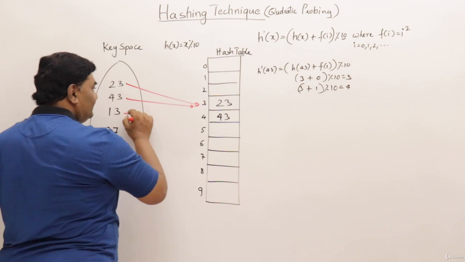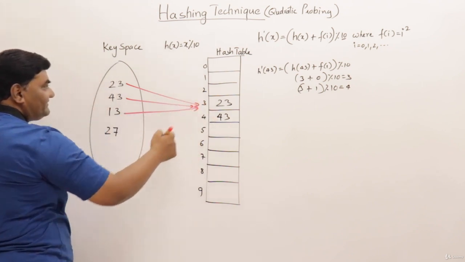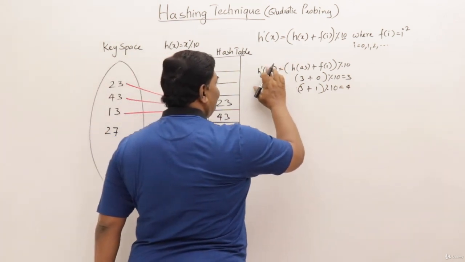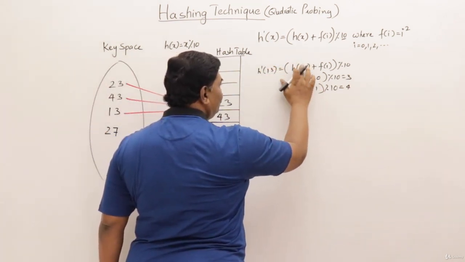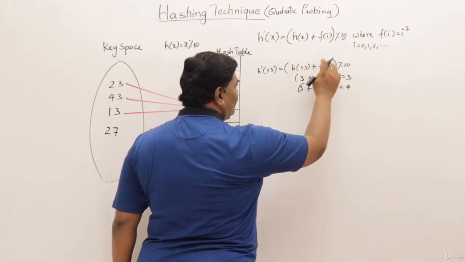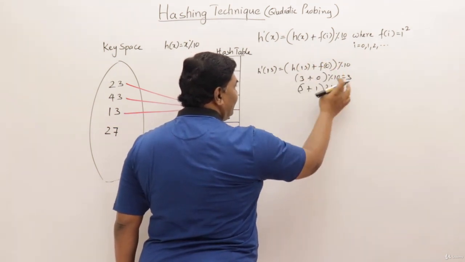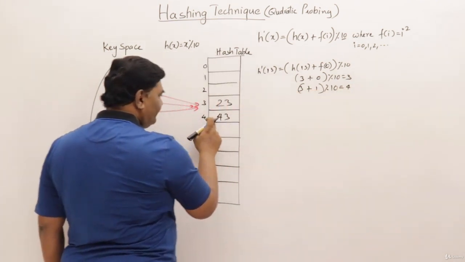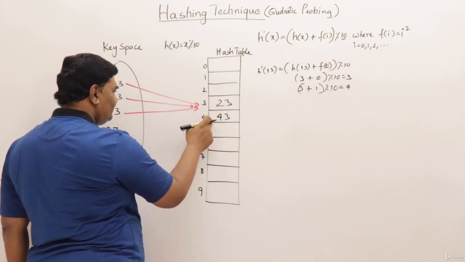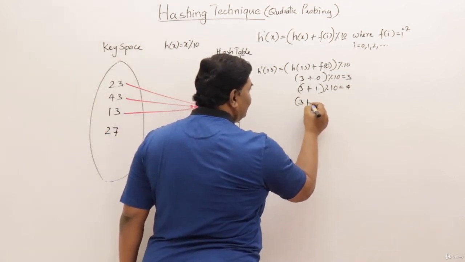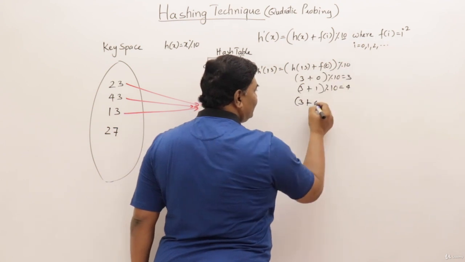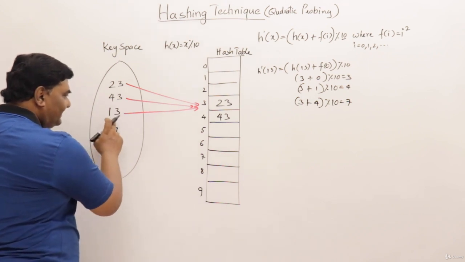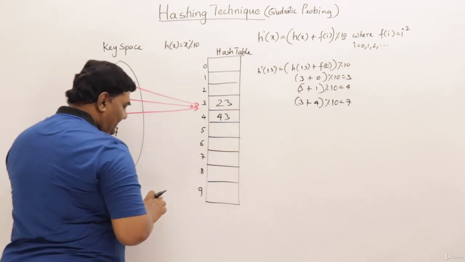Now next, 13 mod 10 is 3 only, same place. So now this is also mapping there. Let us do it. Now it is 0, right? So we get the index 3. There is a collision. Next time it is 1. So we get the index 4. That is again a collision. Next we will do 3 plus, this will become 2. So 2 square is 4. 3 plus 4 mod 10, that is 7. So yes, this 13 is stored at index 7.